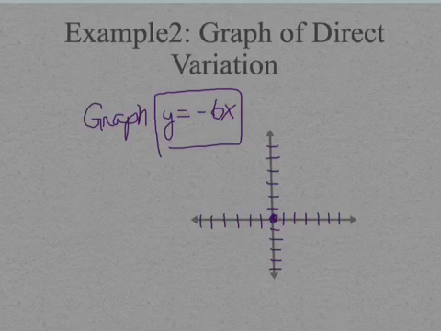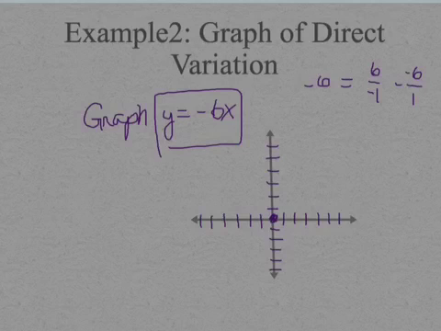So I know that's the first point I have. And then I can rock out with the slope concept. I know that slope in this case is -6, which is also my constant of variation. I can write -6 as 6 over -1 or -6 over 1. I choose whichever, they're both equal.